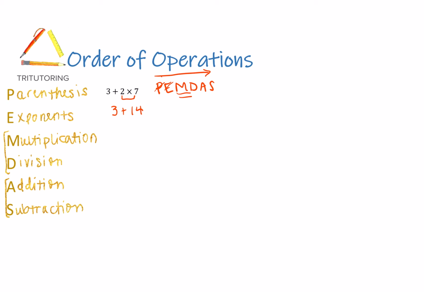At this point, I keep working through PEMDAS. So I've done that multiplication. There's no division. Now I have addition. So if I take 3 plus 14, I get 17, and that's my simplified answer.